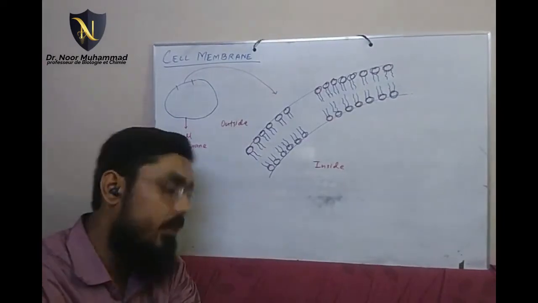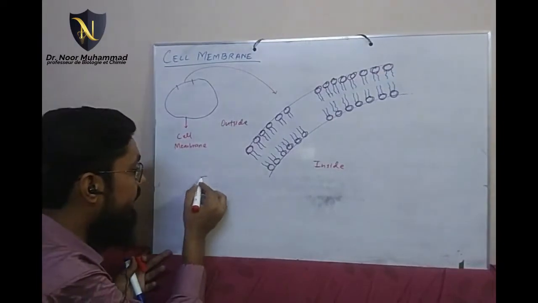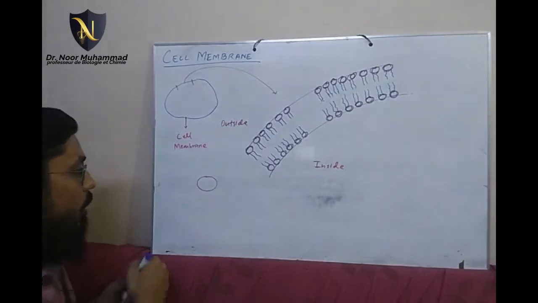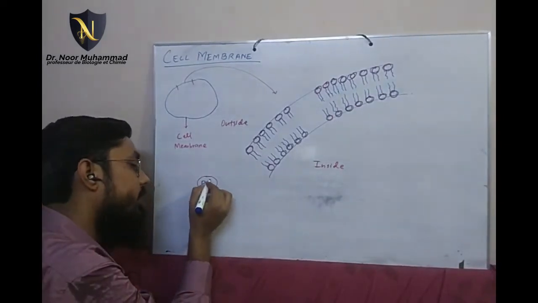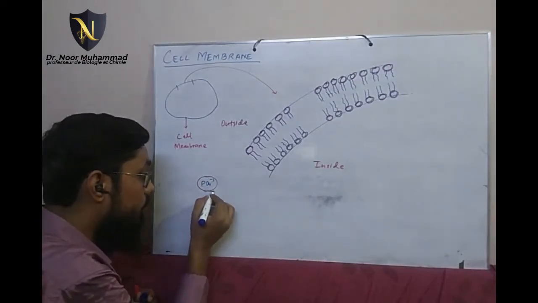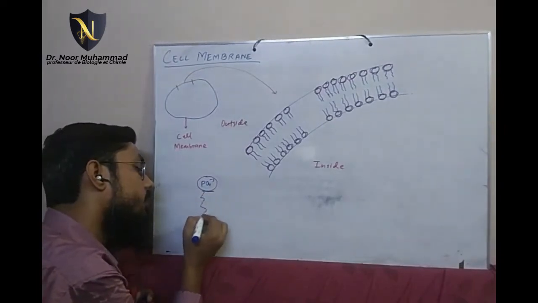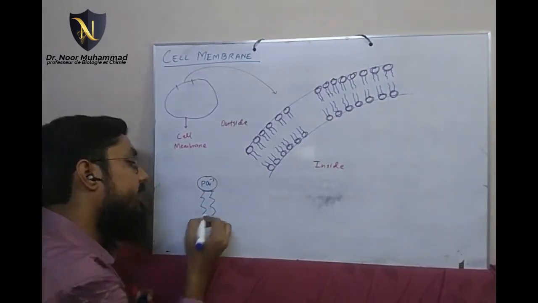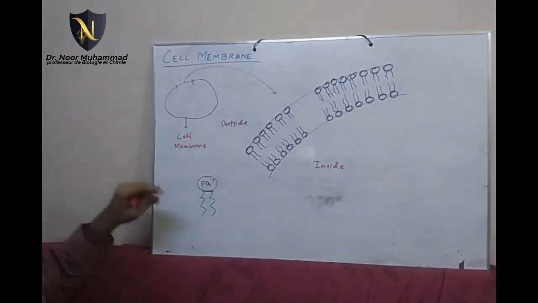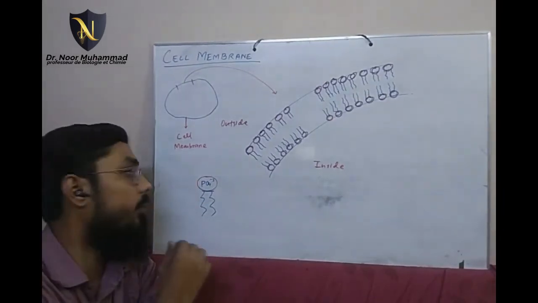And phospholipid is basically a type of lipid, if I show it separately, that consists of one phosphate group. This is one phosphate group, a highly charged group. Then it has the glycerol molecule, and to the glycerol molecule a fatty acid chain is attached. This is one molecule of phospholipid. Okay? This is one molecule of phospholipid.